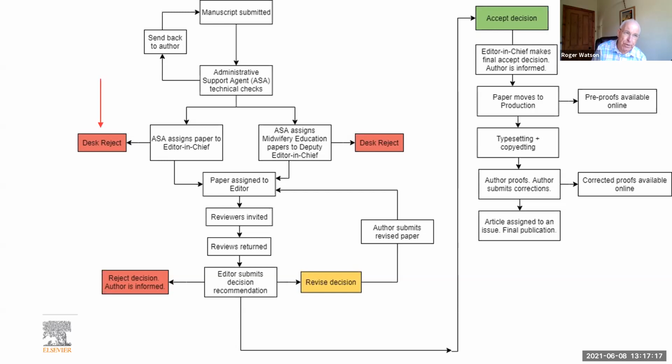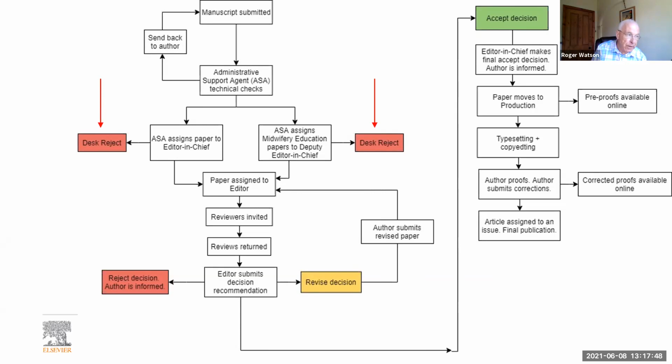And I think it's important to note at this point, at this level, you can be desk rejected. And desk rejected means that the manuscript is not sent forward to an editor. It's considered not to be suitable for the journal. And I would say that more than half of the manuscripts that come into my journal and to my previous journal are rejected at this point.